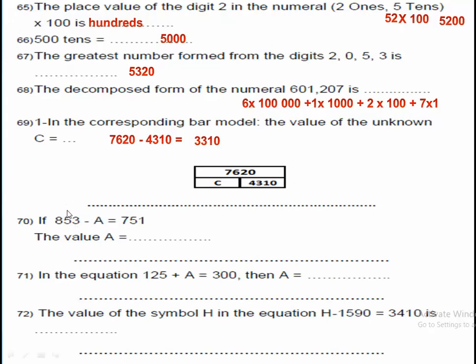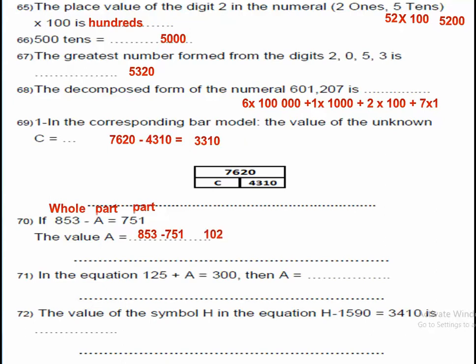If it's 853 minus 8 equals 751. In subtraction, whole is the first number, so 853 is the whole, and this missing is a part, and this is part. To get the part, subtract the whole minus the part. It will be 853 minus 751 equals 102.